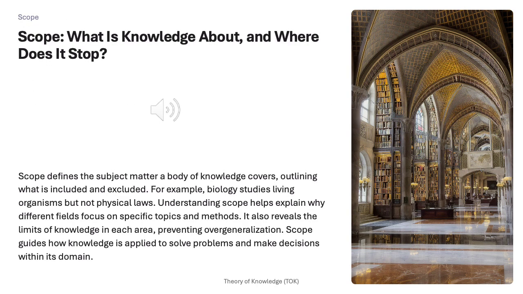The first element is scope. Scope defines the subject matter that a body of knowledge covers, what is included and what is excluded. For example, biology studies living organisms, but it doesn't study the physical laws of gravity. That's the scope of physics. Understanding scope helps us explain why different fields focus on specific topics and reveals the limits of knowledge in each area, which prevents us from overgeneralizing. Scope essentially guides how knowledge is applied to solve problems within its specific domain.